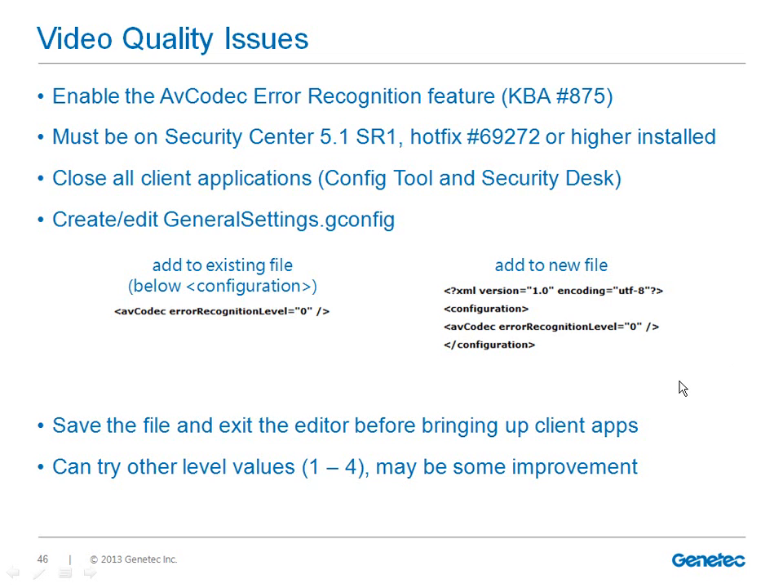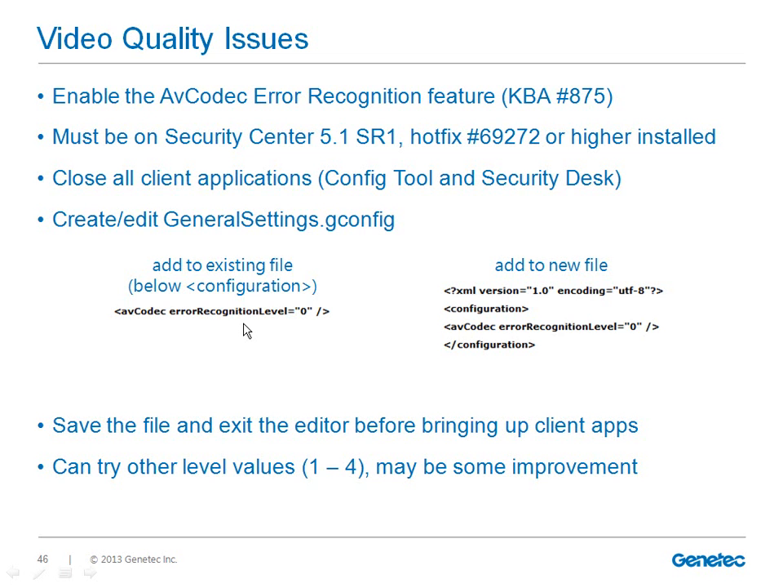Now if the file doesn't exist, create it and put the text that's listed right here in there. This can be copied from Knowledge Base article number 875. If you already do have the file there, take a look for the configuration section, like we have right here, the header, and then just add this line right here.